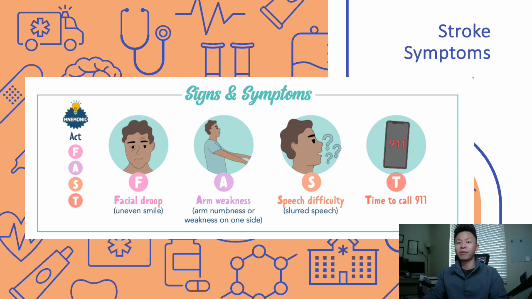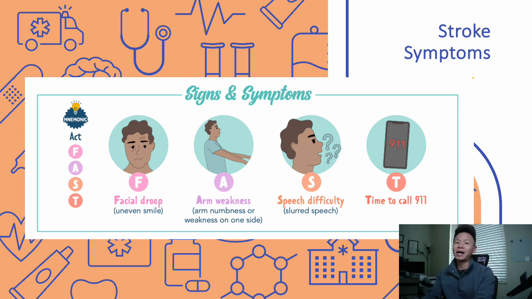Arm weakness: you can have them raise both their arms, and one side will deviate from the other, showing that weakness. You can even have your patients squeeze both your fingers, and one side is going to be a little bit weaker than the other. Speech: they're going to have a little bit of slurred speech. We refer to the speech part as aphasia. There are going to be different types of aphasia, expressive versus receptive, and we're going to talk about that in just a little bit.